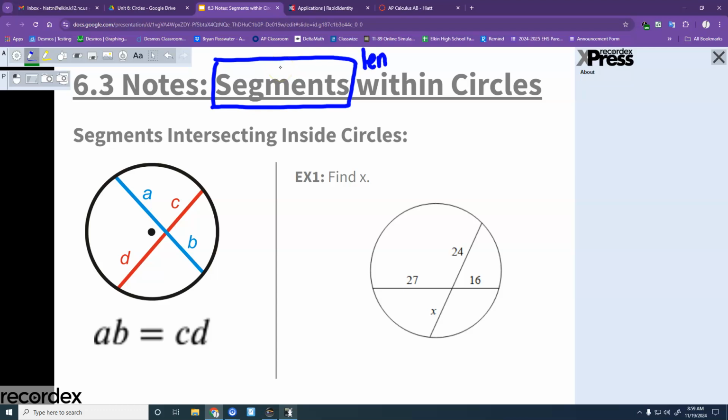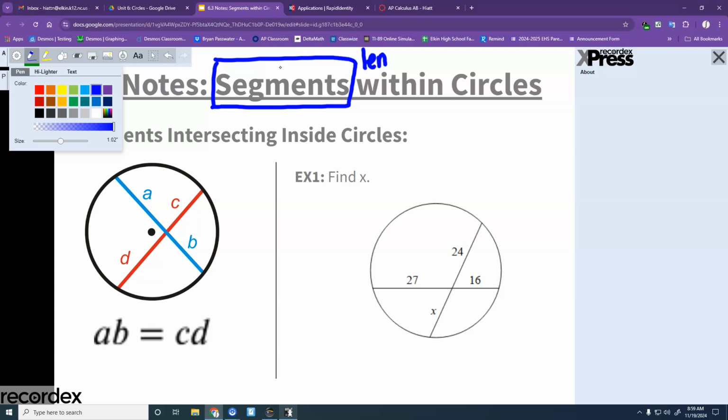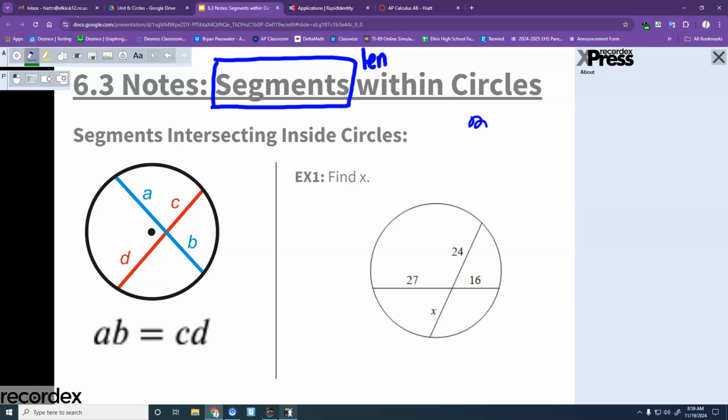I've changed my pen and made it too big here. Hold on. Let's see if that's better. It's a little better.